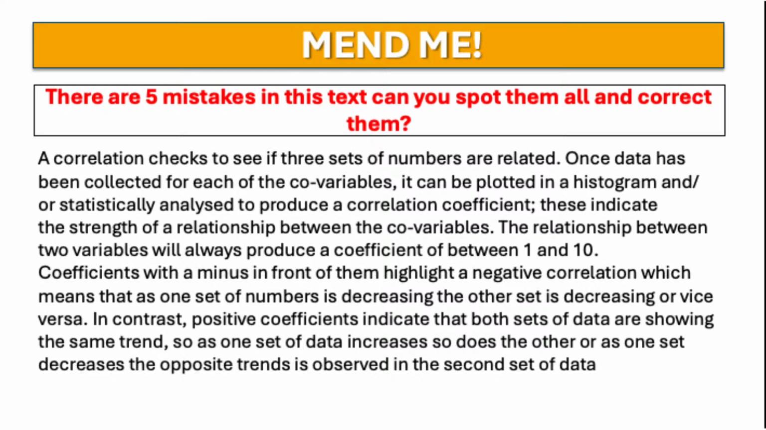What else have we got? Yep, so I think we've got those first 2. So the first 2 is obviously it should be 2 sets of numbers are related, and we should have scattergraph there as opposed to histogram. Can anybody spot the next one? So we've got here, yep, so well done. So the coefficient should be between 1 and -1, not 1 and 10. So that's the next mistake.